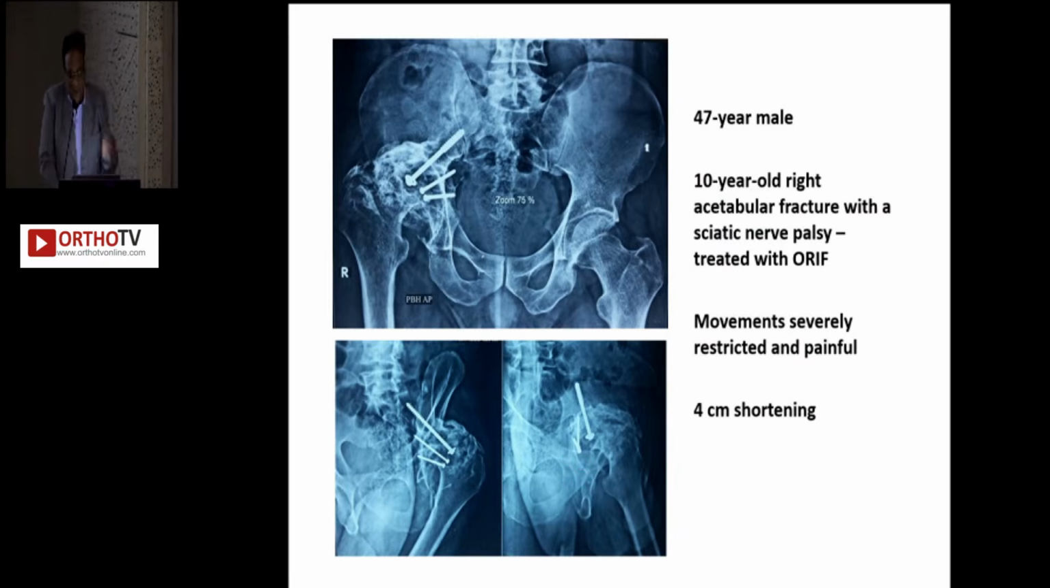47-year-old male. Ten years previously, he had a right acetabular posterior wall fracture. This was treated with some screw fixation, and he had a sciatic nerve palsy. He does not remember whether the palsy was before surgery or after surgery. So now it is painful, severely restricted. There is 4 centimeter shortening.